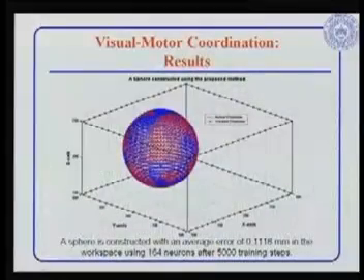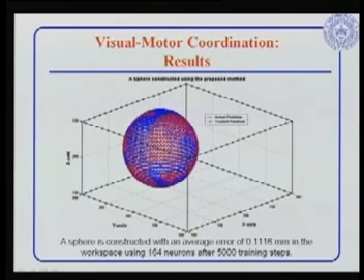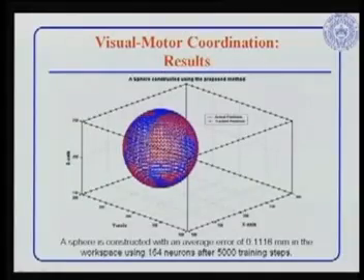Now this is a sphere, and you see that the actual position is the red point and the blue point is the tracked position. Wherever you are seeing the blue points, the tracking is perfect, and wherever the red is there, tracking is not so good. A sphere is constructed with an average error of 0.116 mm in the workspace. That means our end effector is able to reach all these points in the sphere with an error of 0.116 mm after 5000 training steps.